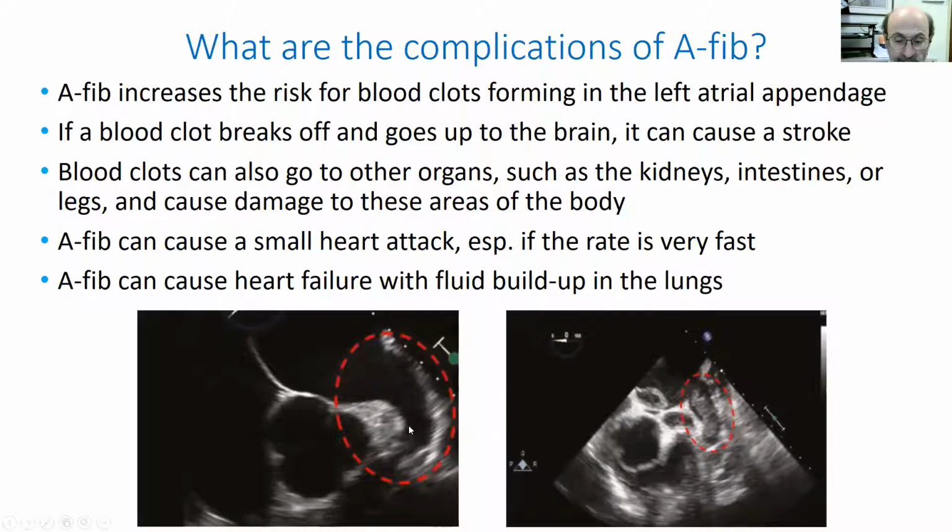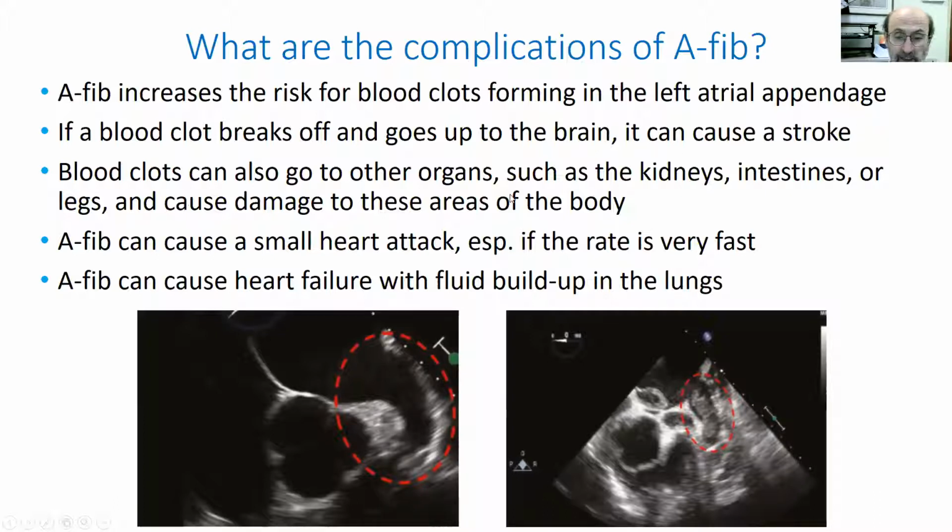And this dark space here is blood that is not clotted. On the right, we see a close-up of the same left atrial appendage, but I hope you can see this. There's a large blood clot in the left atrial appendage. This is a person with atrial fibrillation, and they've developed a blood clot in the left atrial appendage. The problem is that if this blood clot breaks off, it can go up to the brain and it can cause a stroke.